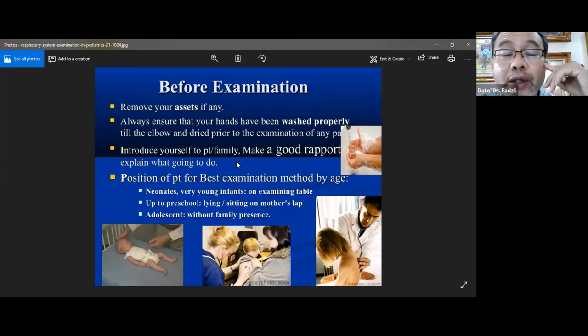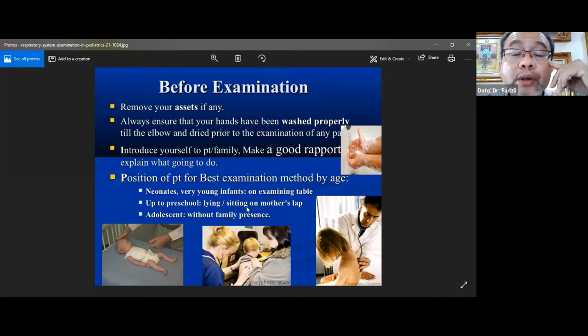undressing. We undress the patient, and usually the parent is the best person to undress the child, not you. Because they are used to it at home, the parent is the one who undresses them, so they take it as a usual routine. So actually, let the parent do it. And then position, right, on a proper examination table.